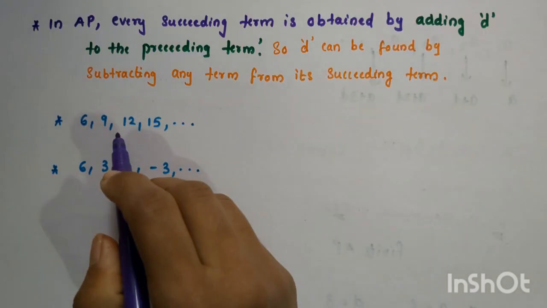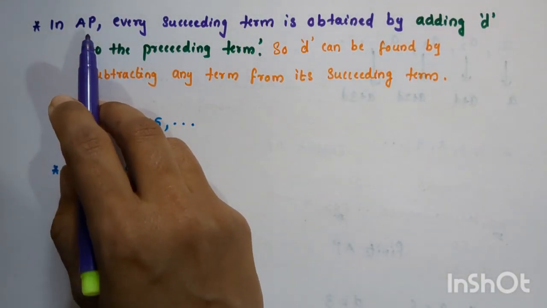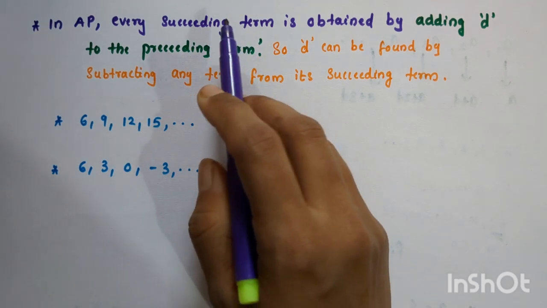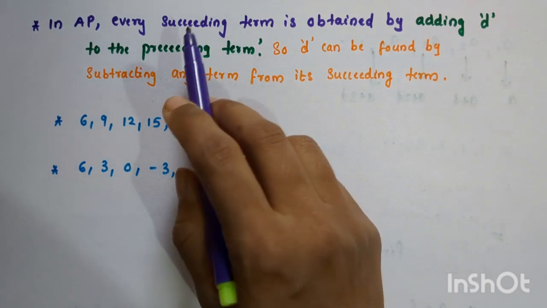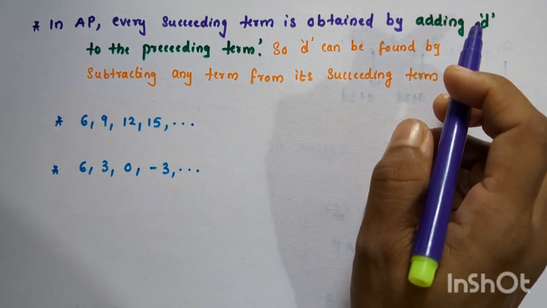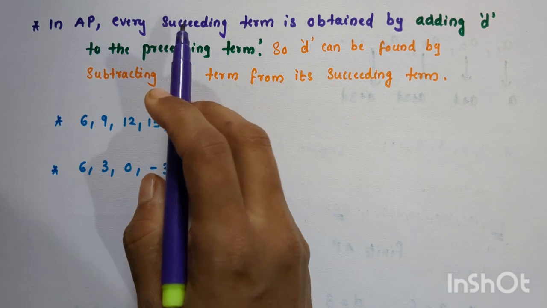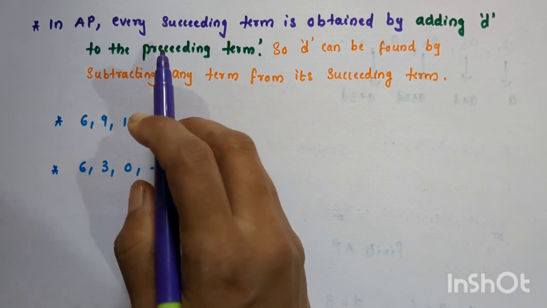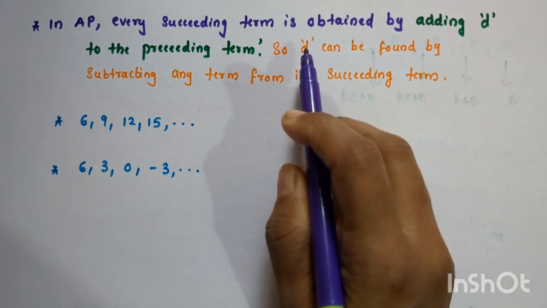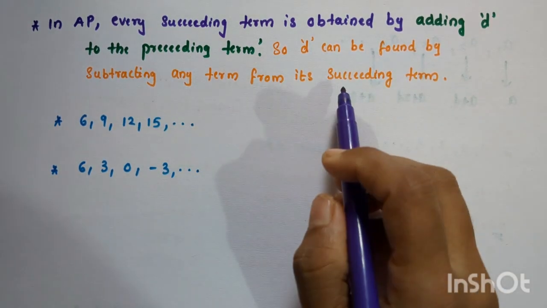Okay, etc. So you see, in an arithmetic progression, in an AP, every succeeding term, meaning any term which immediately follows, is obtained by adding the common difference D to the preceding term. Succeeding term means any term which immediately follows the preceding term. So the common difference D of an AP can be found by subtracting any term from its succeeding term.